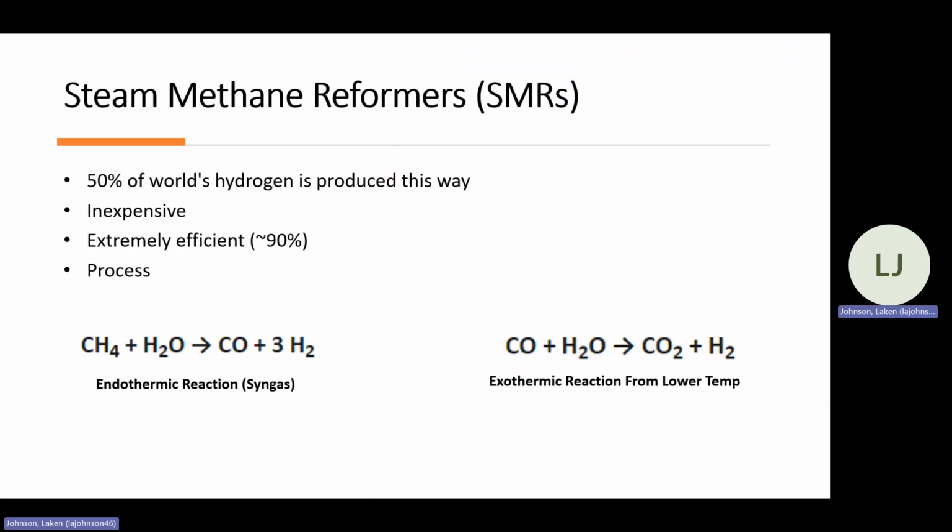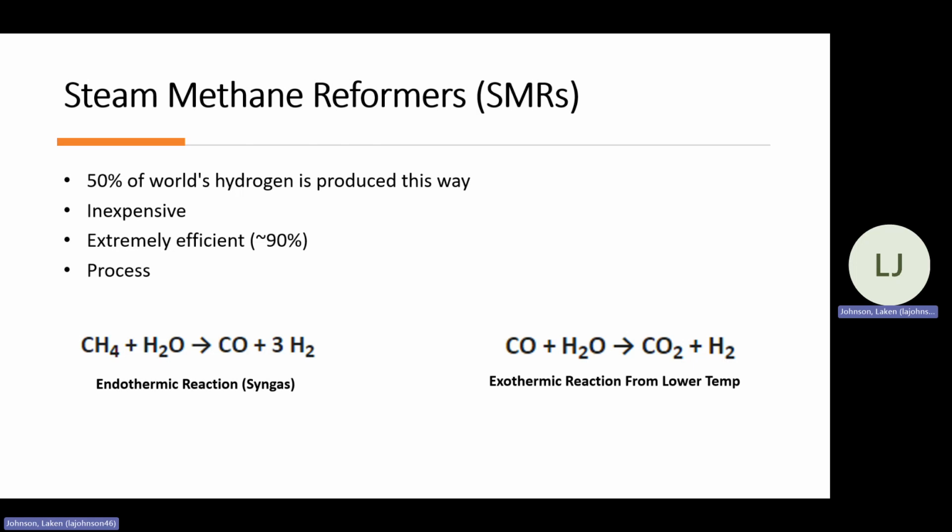So steam methane reformers are the most common. 50% of the world's hydrogen is produced from steam methane reformers. It's very inexpensive and also extremely efficient. This is when hydrogen is produced from water and natural gas, which is mostly methane, and it's achieved by heating that gas to a super high temperature while also having a nickel catalyst and steam present.